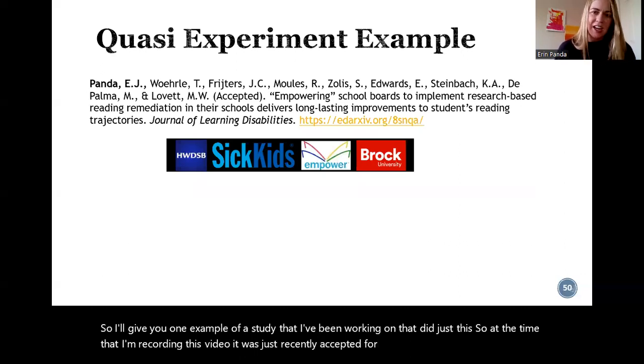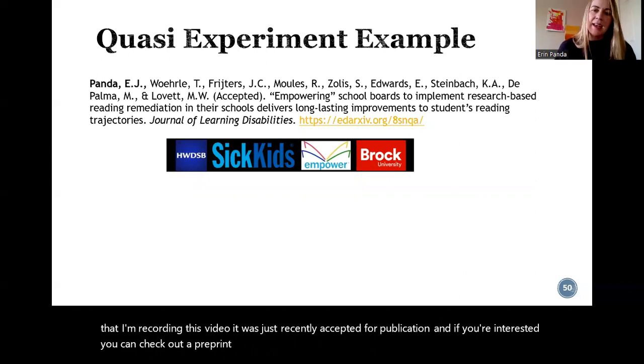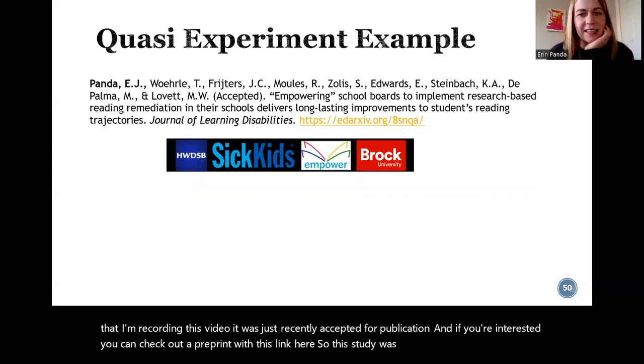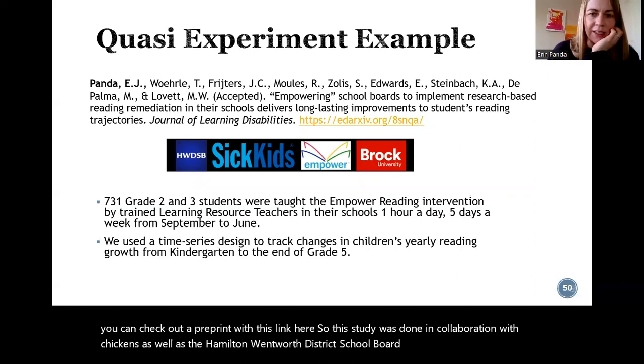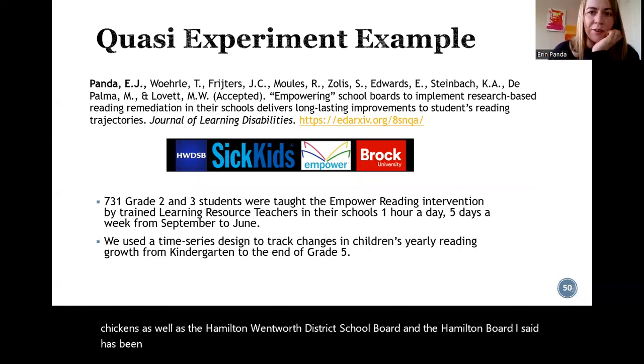And if you're interested, you can check out a preprint with this link here. So this study was done in collaboration with SickKids as well as the Hamilton Wentworth District School Board. And the Hamilton board, like I said, has been implementing the Empower program for many years.